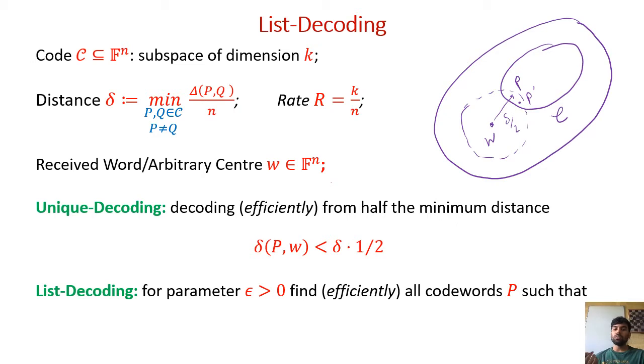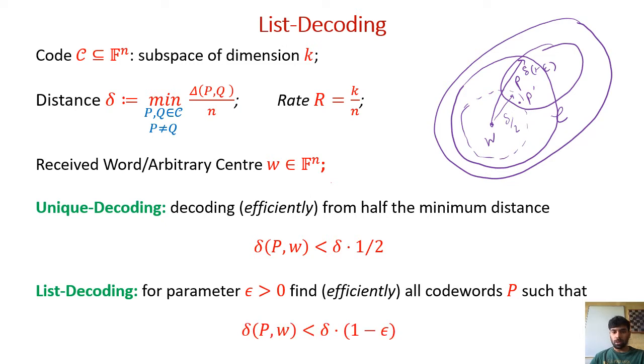List decoding is sort of a generalization of this concept. It says, why stop yourself at delta by 2? Can you find me all code words which are within a larger ball around w, maybe a ball of radius delta times 1 minus epsilon? Well, in this case, we no longer have access to the combinatorial argument we just saw. So there will be a list of potential answers, all of which are valid code words, which will be within a ball of radius delta around w.